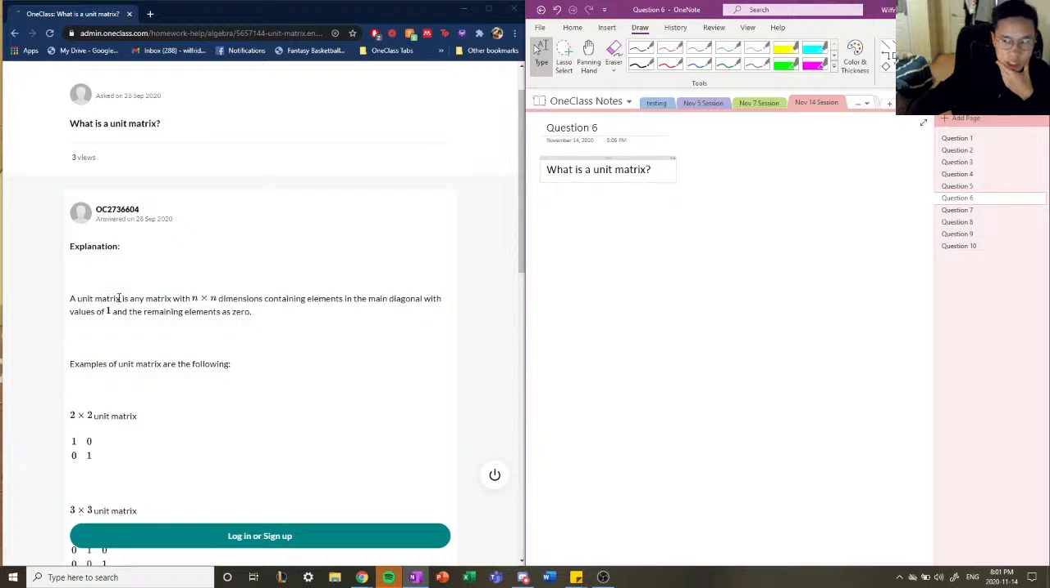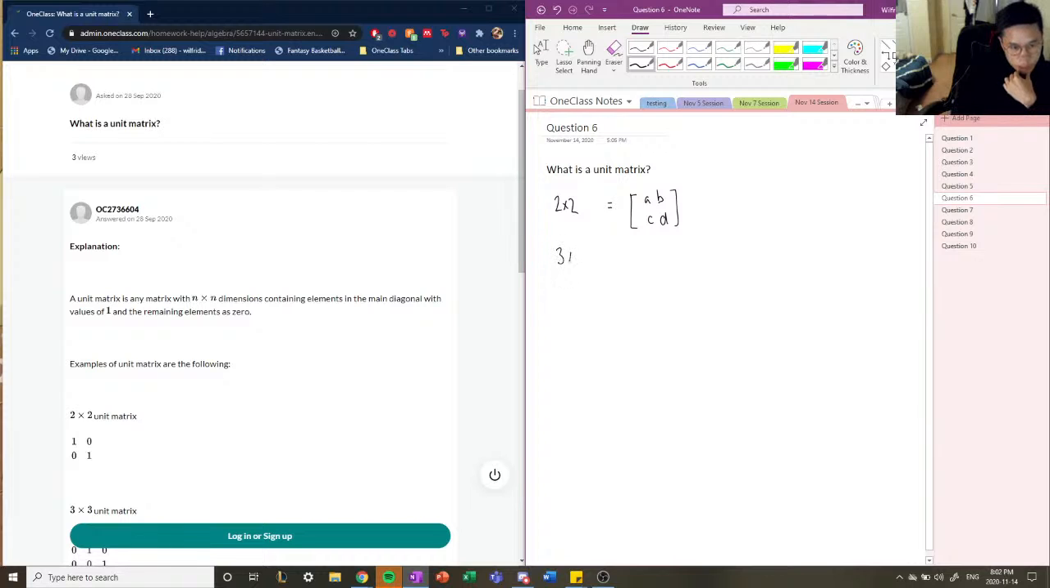There are a few things to know about a unit matrix. First of all, it has to be a square matrix. Unit matrices are never not square matrices. A square matrix has the same number of rows and columns. For example, a 2 by 2 square matrix would have A, B, C, D, so we have the same number of rows and columns.